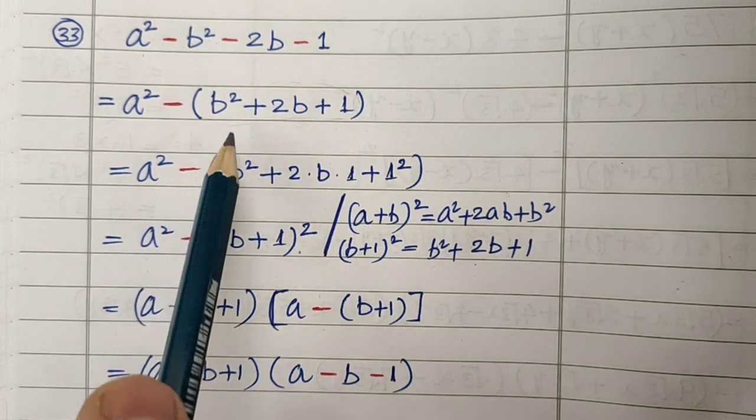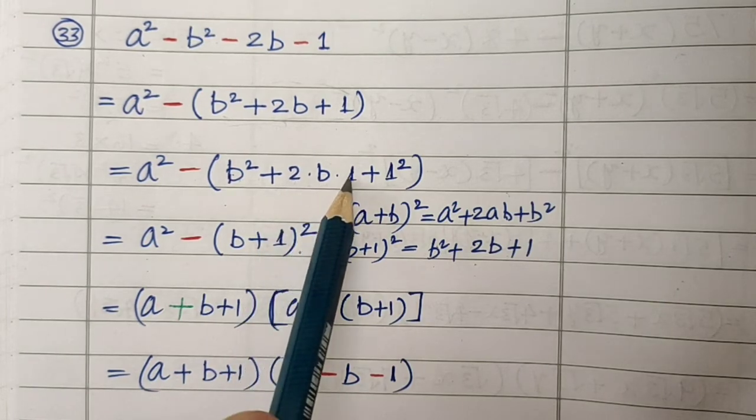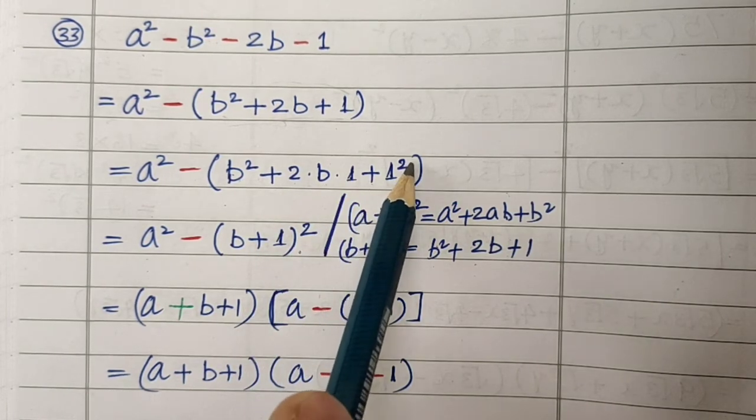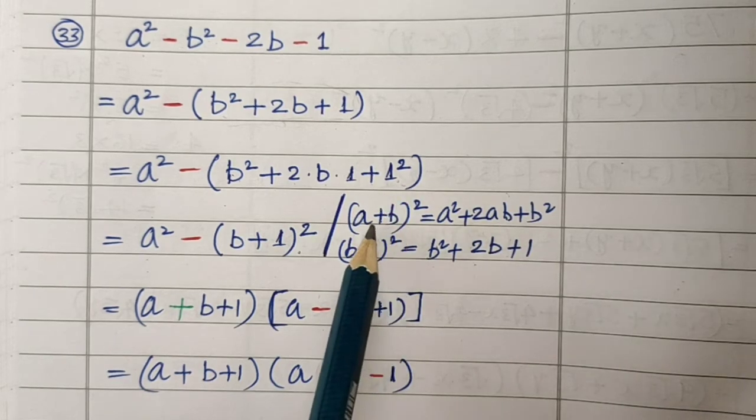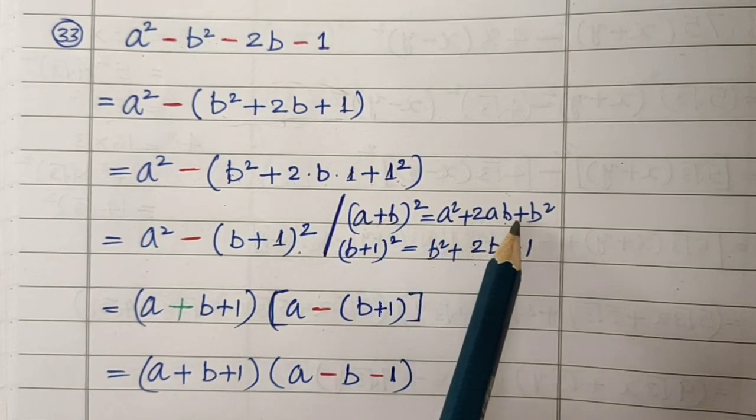A square minus, this can be written as b square. 2b can be written as 2 into b into 1 plus 1 can be written as 1 square. Why are we writing like this? Because we know that a plus b whole square is equal to a square plus 2ab plus b square.